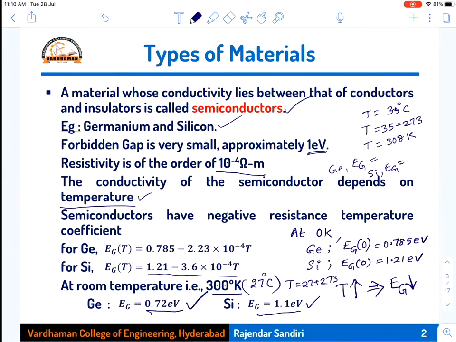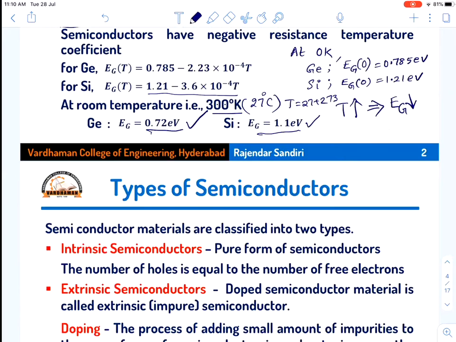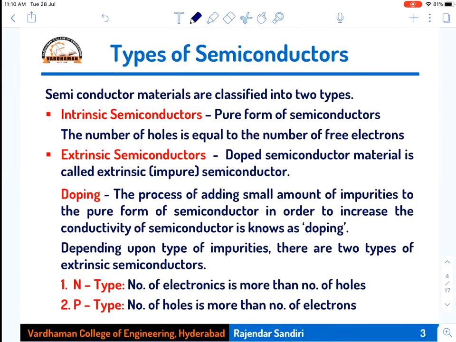I think you all understood. The formula is very important. You can remember it, but it's not important from an examination point of view. It's just prerequisite basics. Then next, types of semiconductors. You have different types of semiconductor materials. They are classified into intrinsic semiconductors and extrinsic semiconductors. Intrinsic semiconductor is called the pure form. Extrinsic semiconductor is called a doped semiconductor or impure form.